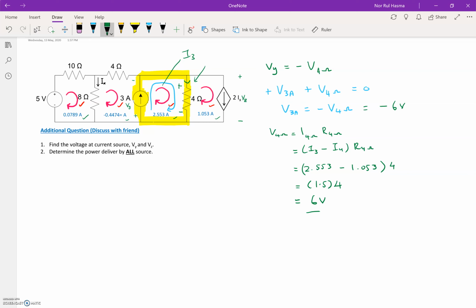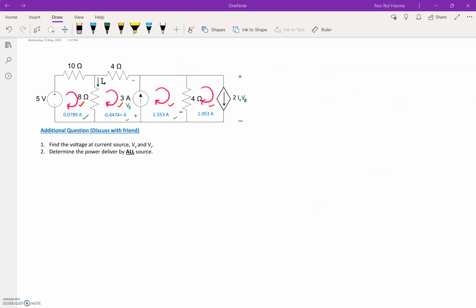And then for the Vz, Vz is equal to V at 4 ohm. Therefore, Vz is 6 volt, and Vy will be minus 6 volt. So determine the power delivered by all sources. From here, you have to find the equation for each of the elements.